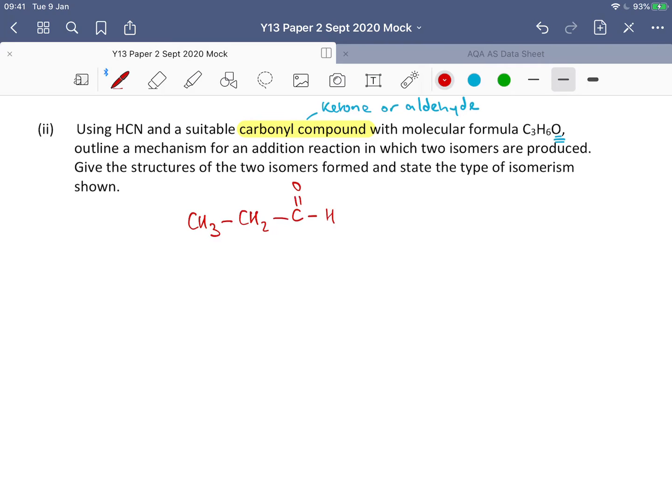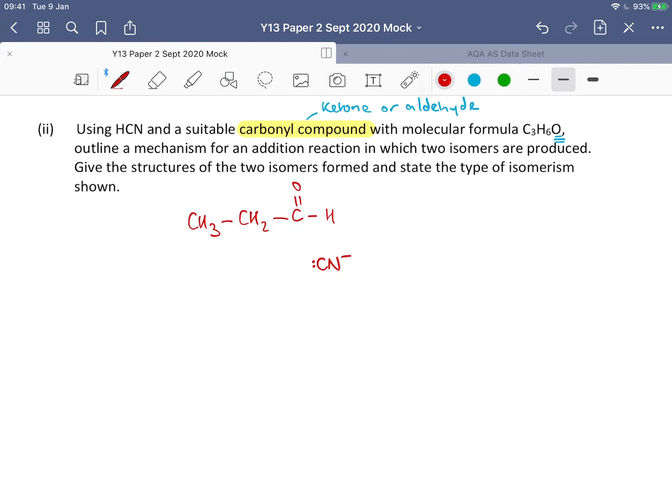Okay, so we're reacting it with HCN. You've got to appreciate that that is going to be 2 ions in the reaction, okay? So cyanide, you've only used cyanide when you've done halogenoalkanes and when you've done ketones and aldehydes, with nucleophilic substitution or nucleophilic addition.